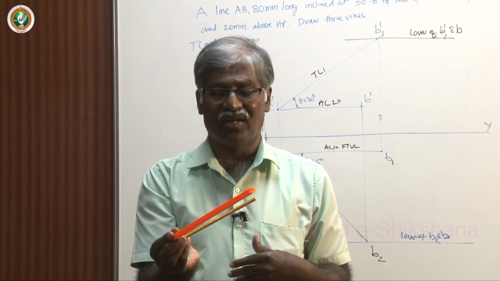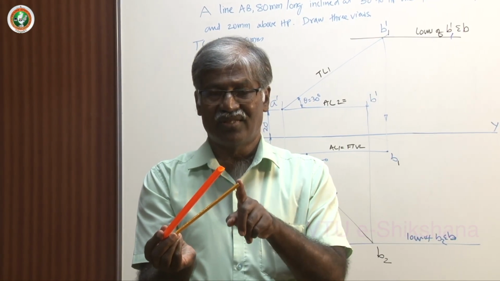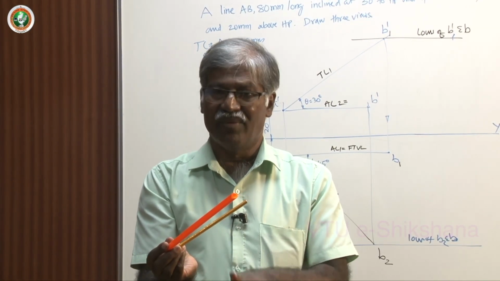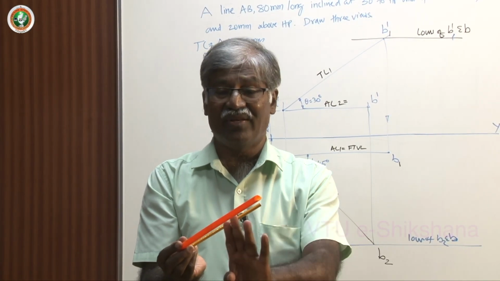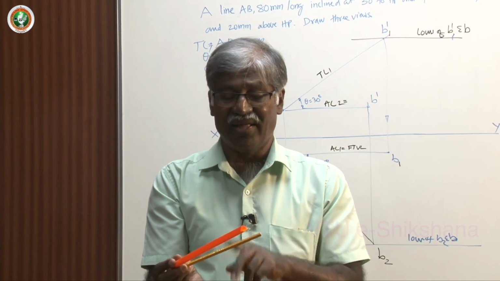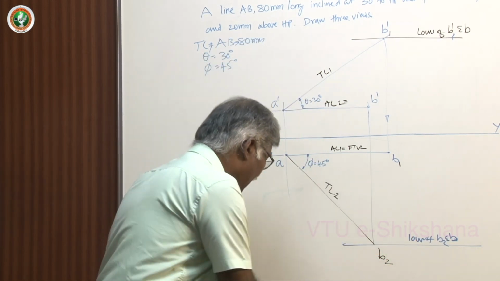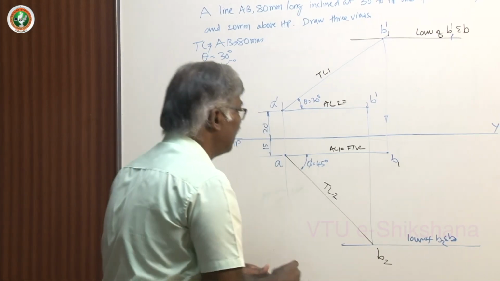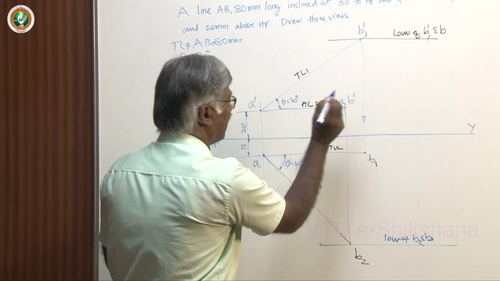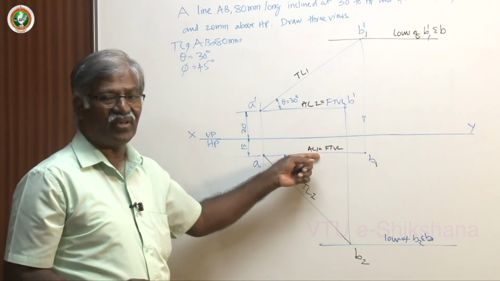Now I start giving inclination to HP. This length never changes. Whatever projection you get, the same thing remains, because the angle between the VP and this line never changes. So naturally, we will get the same length. That means this particular length is nothing but the final top view length. This is very important to understand.